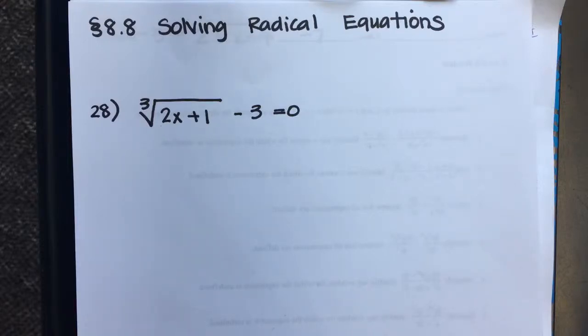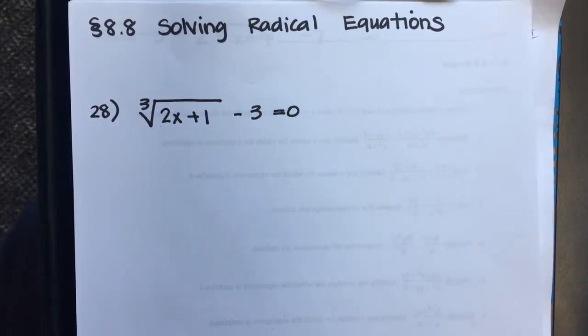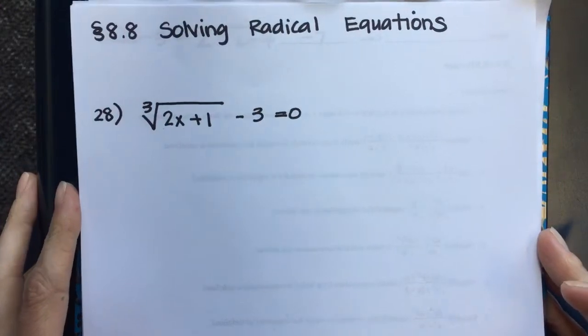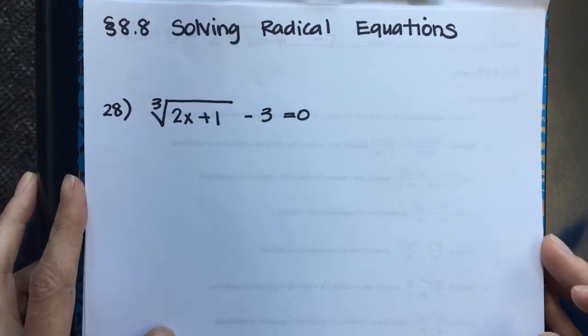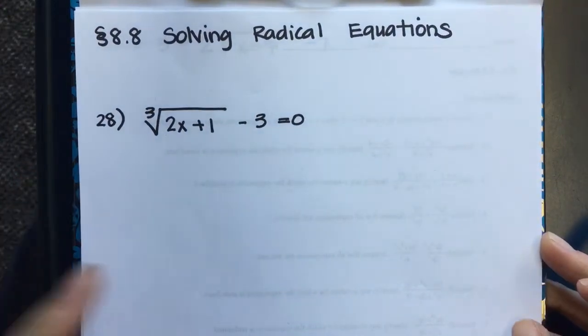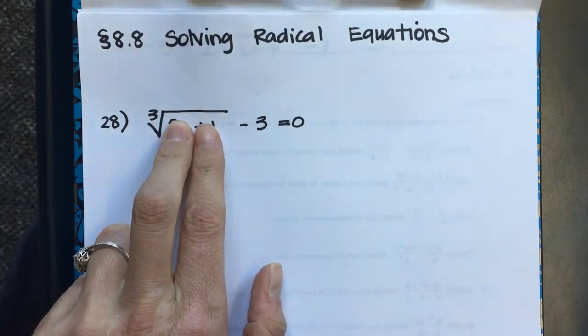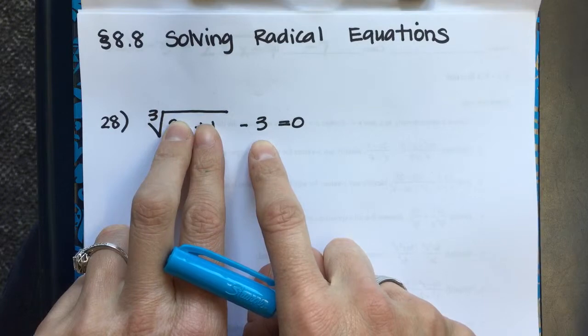In section 8.8, we are solving radical equations and inequalities. Step 1 was to isolate the radical if possible. It's not always possible, but we would like to try to make the problem easier for us. So anything that's inside the radical is okay, we're going to leave it alone. Anything that is outside the radical, we want to move to the other side of the equation.